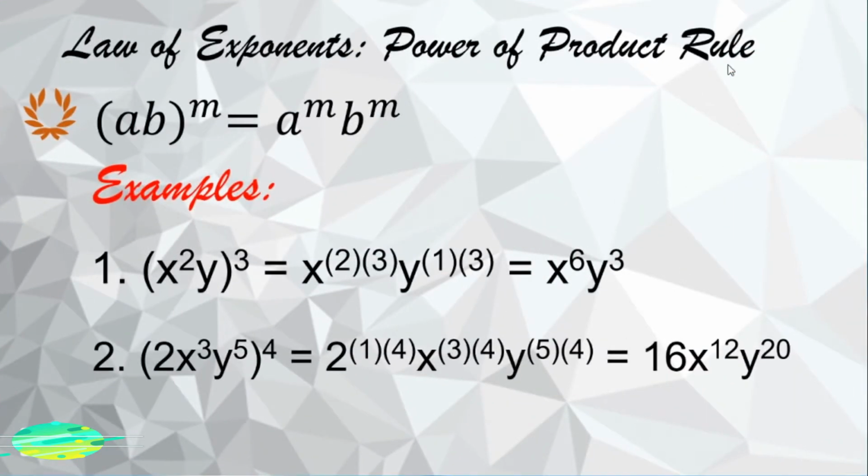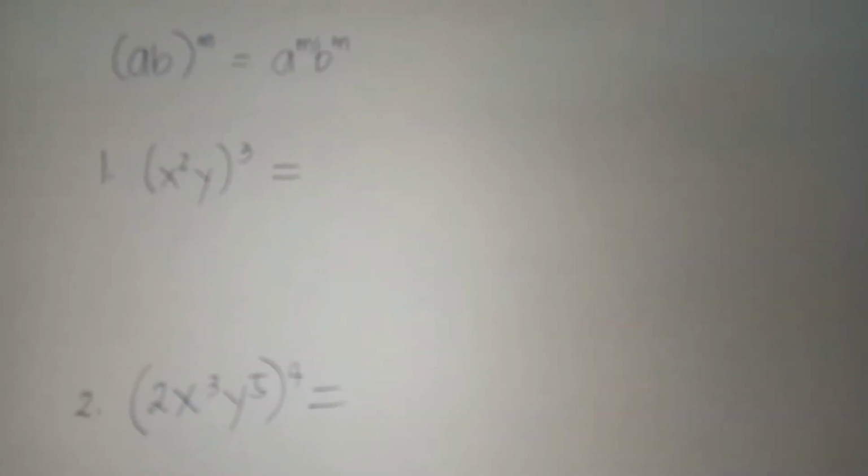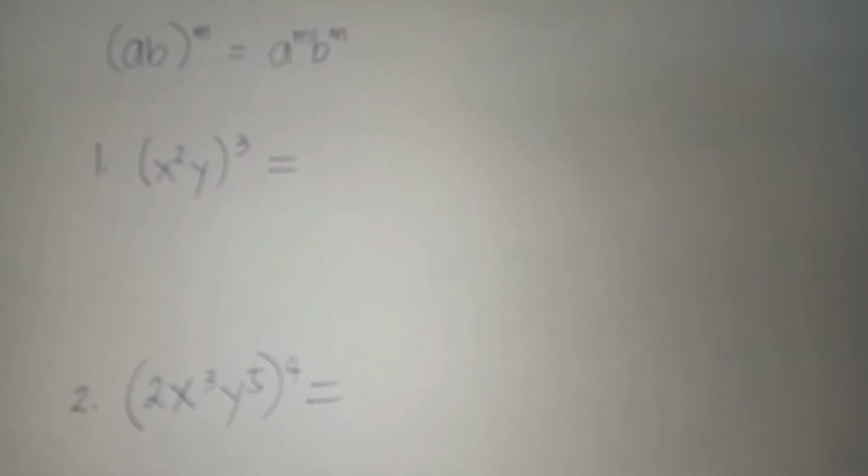Now, we have the example x squared y raised to 3, and then 2x cubed y raised to 5th raised to 4. Now, we have the power of product rule.